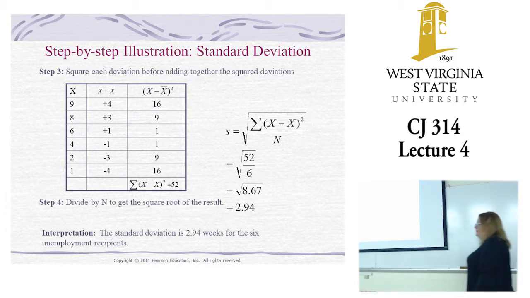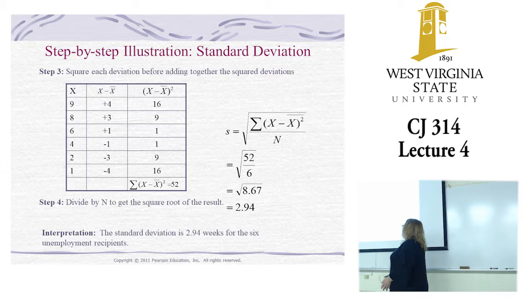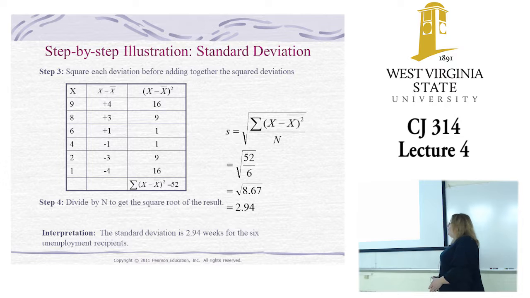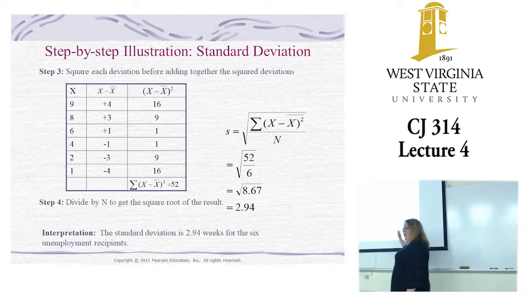Square everything. Positive 4 squared is 16. Positive 3 squared is 9. 1 squared is 1. Negative 1 squared is 1. Negative 3 squared is 9. Negative 4 squared is 16. We've gotten rid of all of those negatives. So now when we add everything up, it's not 0 anymore. We add everything up and we have 52.